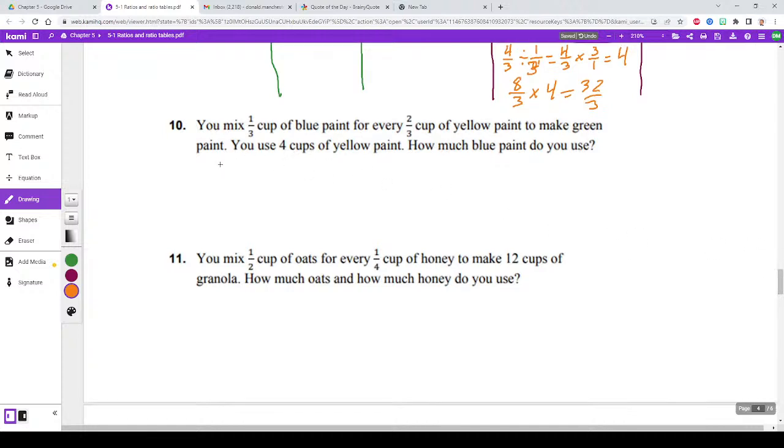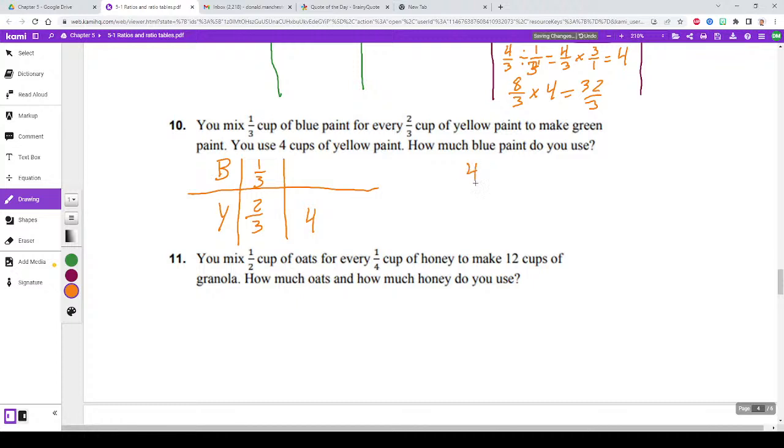You mix 1/3 cup blue paint for every 2/3 cup yellow paint to make green paint. You use 4 cups of yellow paint. How much blue paint do you use? Well, we don't need the green paint this time. This is just blue and yellow. So blue, we've got 1/3. Yellow, we've got 2/3. And then we've got 4 cups of yellow.